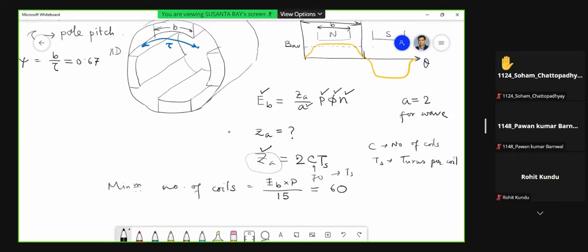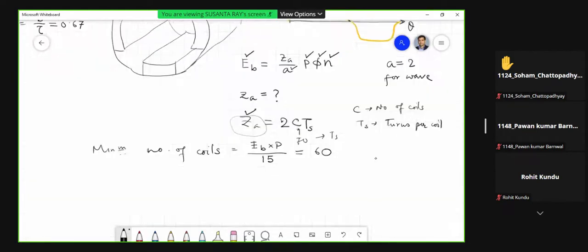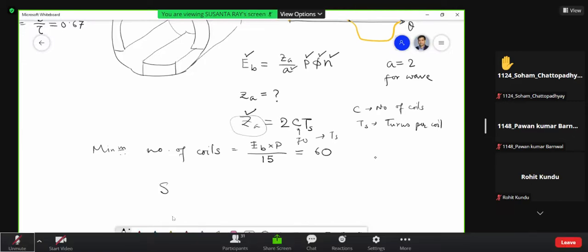Sir, from 1050 I changed it to 960. So one more thing you have to see: what is the number of slots? The number of slots I think you have already found out. Yes, sir. So now, how many coil sides do you keep in each slot?